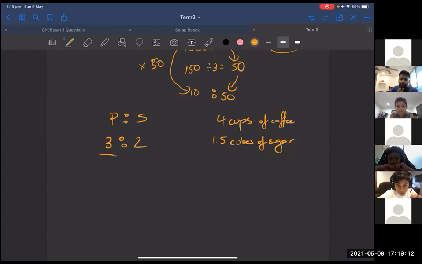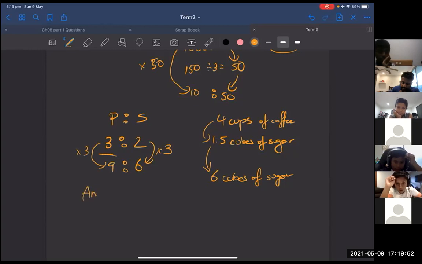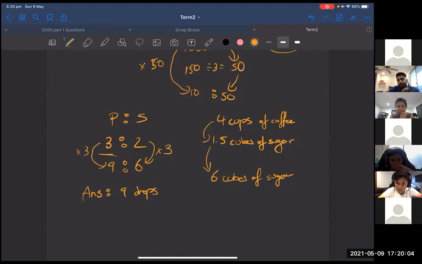So you just got to do it step by step. If he drinks 4 cups of coffee and he has 1.5 cubes of sugar in each, how much sugar does he have in total? Let's figure that out. 4 times 1.5 is 6 cubes of sugar. Now, remember last week, we said to find the other ratio, you put them on top of each other. So if we have 6 cubes of sugar, let's find out how much poison we need. From 2 to 6, what do you do? You multiply by 3. So you do the same to the other side. 3 times 3 is equal to 9. So the answer is 9 drops. Do you guys understand? Pretty straightforward question, right?